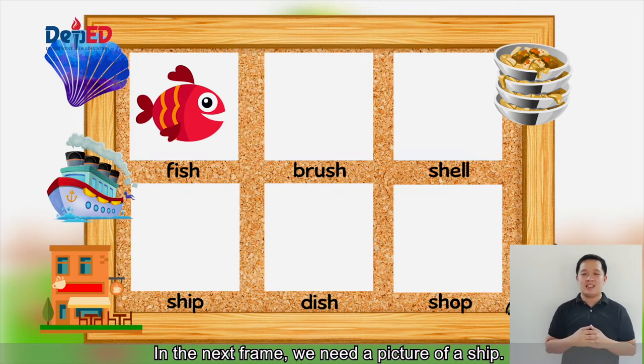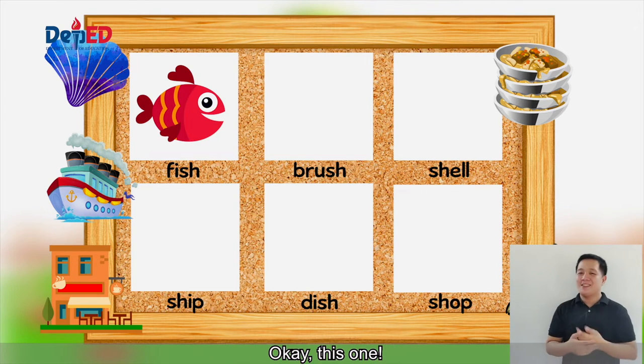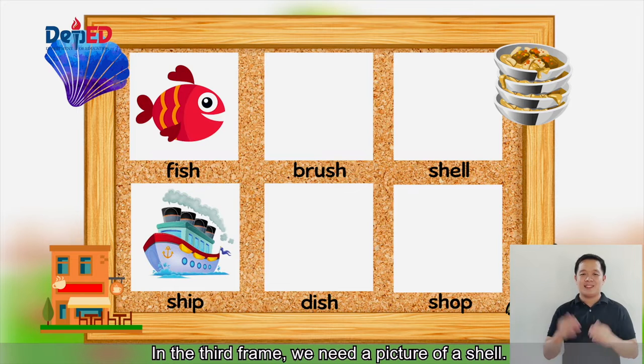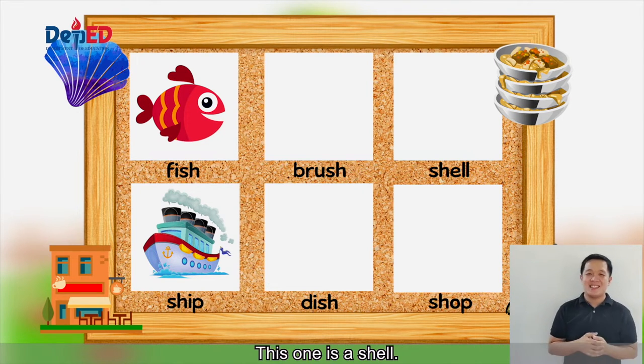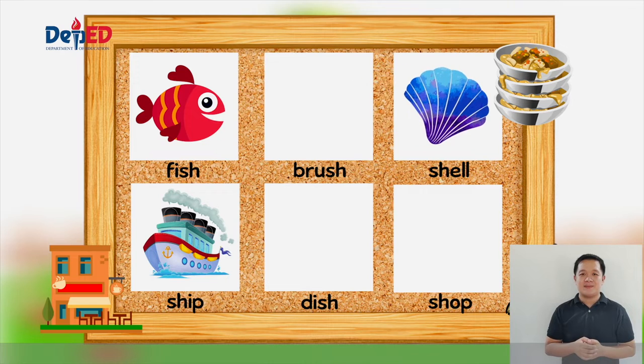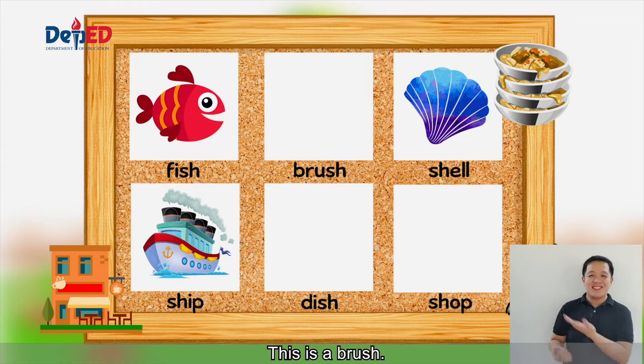In the next frame, we need a picture of a ship. Which of these is a ship? Okay, this one. In the third frame, we need a picture of a shell. This one is a shell. Next, we need a picture of a brush. This is a brush.